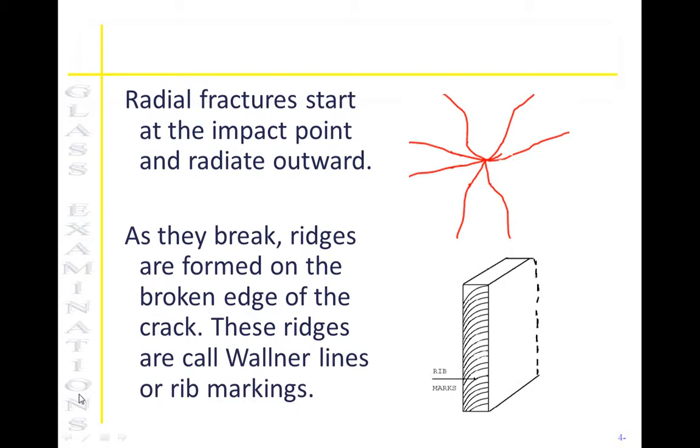The top of this slide shows radial fractures radiating outward from that impact point. As these occur, they're forming small little ridge patterns on the edge of the glass itself. And you can see if you tilt one of the pieces of glass on its side, you can see these little ridges that are called Wallner lines, or at times also referred to as rib marks.